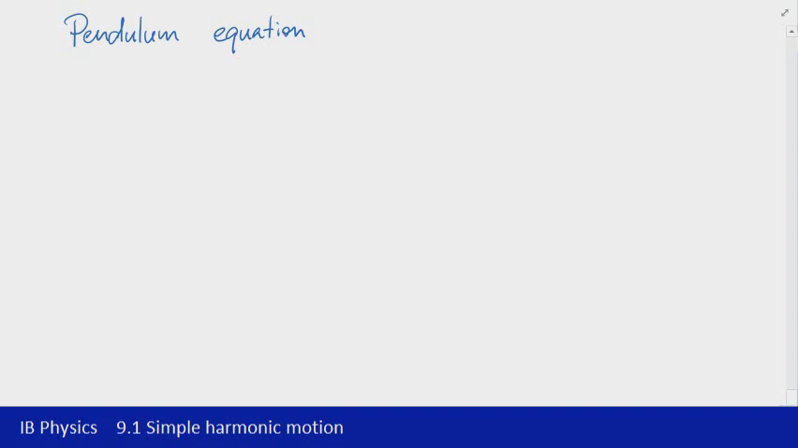So far in our study of simple harmonic motion, the equations that we've been looking at apply to any simple harmonic motion situation. We're now going to focus more specifically on a pendulum and a mass-on-spring oscillator. So we'll start off with the pendulum first.